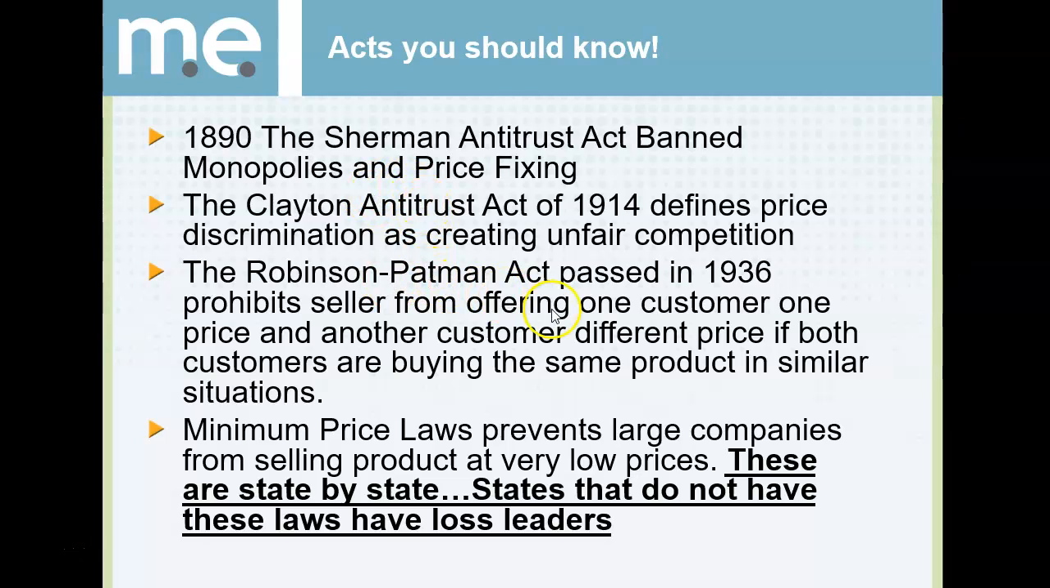The Robinson-Patman Act, passed in 1936, prohibits sellers from offering one customer one price and another customer a different price, almost like price discrimination. And then minimum price laws prevent large companies from selling products at very low prices. These are state by state, and some states do not have these laws at all, in which case they have loss leaders.